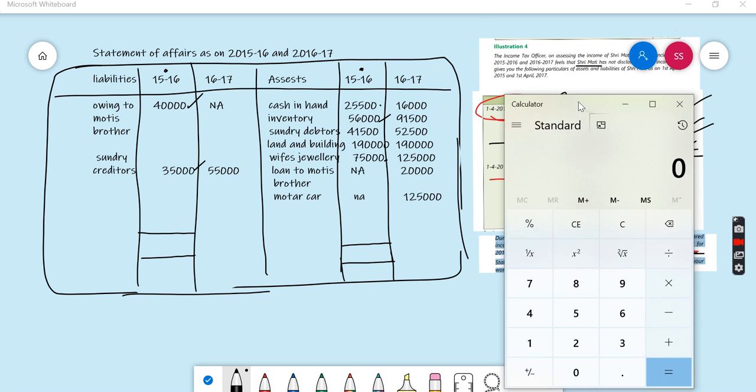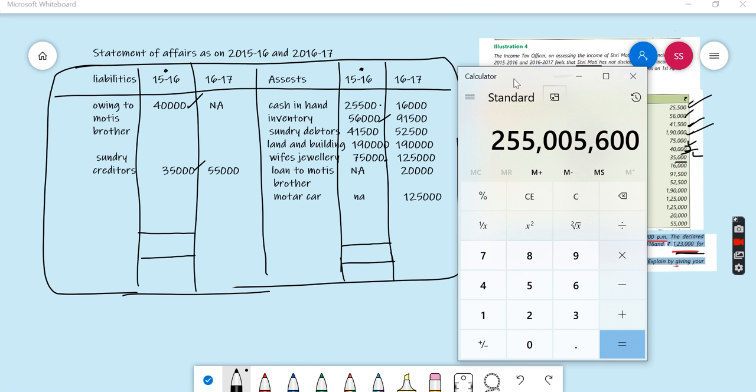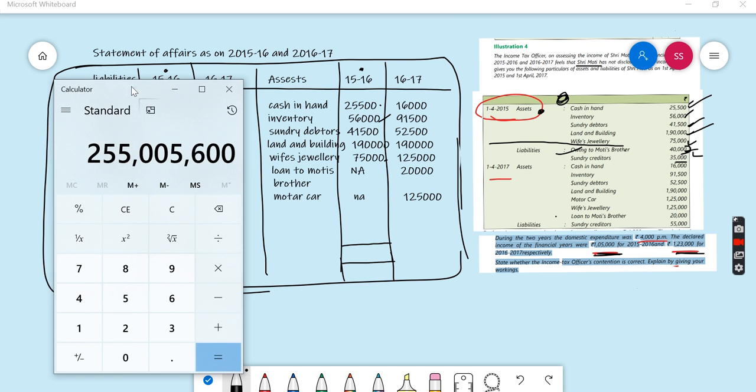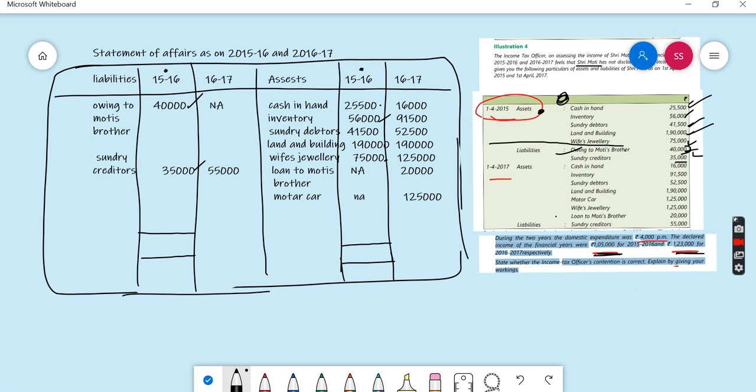Alright, so first add all the assets. 25,500 plus 56,000 plus 41,500 plus 1,90,000 plus 75,000. We got the total this side as 3,88,000. Since this is the bigger figure, write 3,88,000.